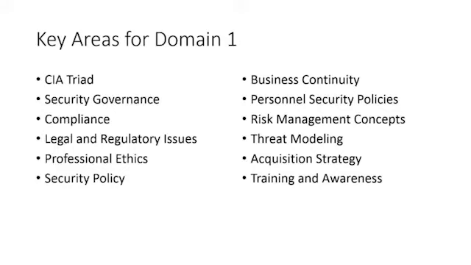Information Bulletin, the CIB. We're going to talk about the CIA Triad. We're going to talk about security governance, the compliance, those legal and regulatory issues. Talk about professional ethics and security policies, business continuity again, the personnel security policies, some risk management concepts, threat modeling, acquisition strategies, and then finally wrap it up with some training and awareness for our end users.